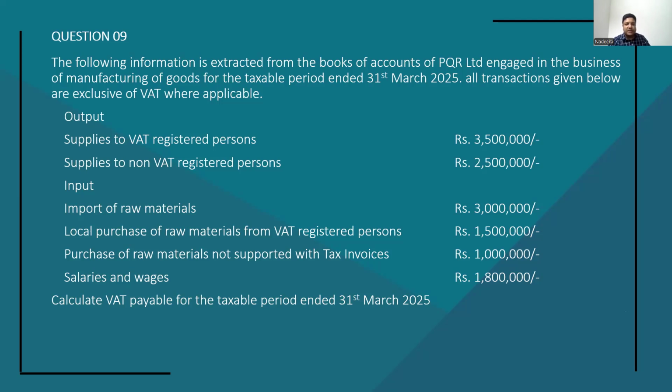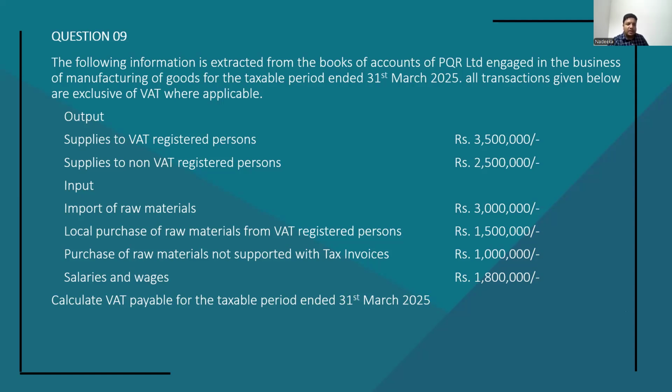The following information is extracted from the books of accounts of PQR Limited, engaged in the business of manufacture of goods, for the taxable period ended 31st March 2025. All transactions given below are exclusive of VAT where applicable. So without VAT, they have given the amounts. Output: supplies to VAT registered persons, 3.5 million. Supplies to non-VAT registered persons, 2.5 million.